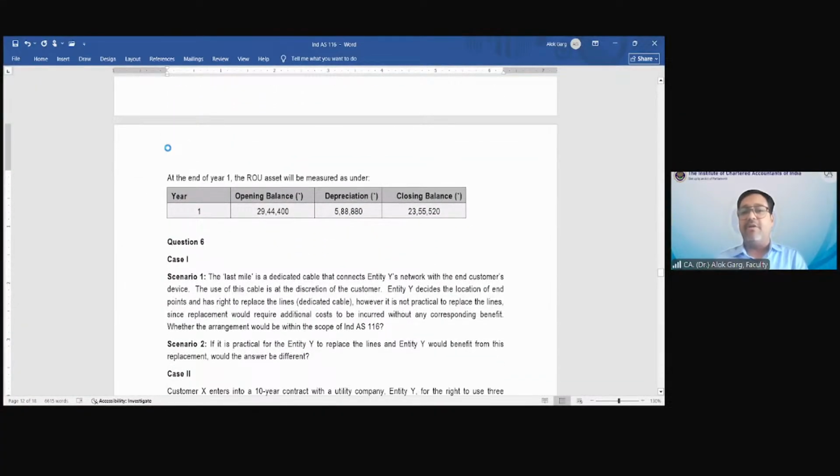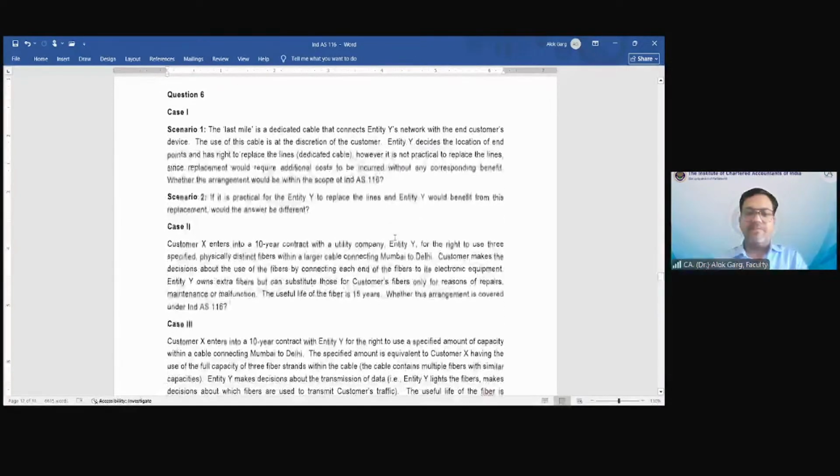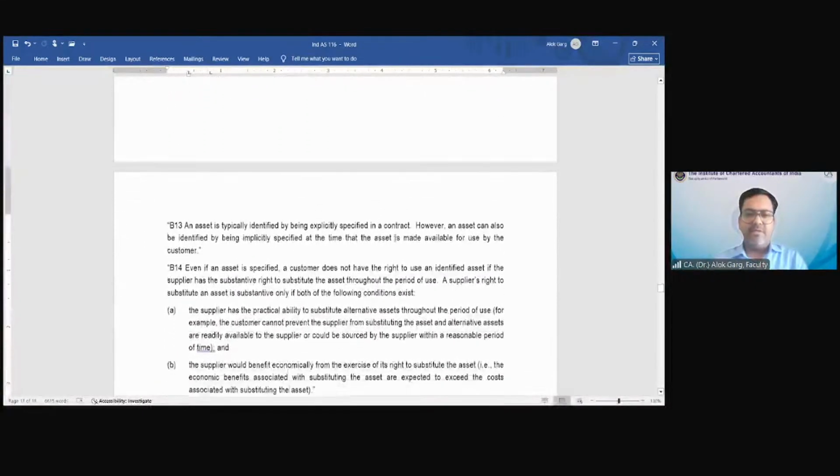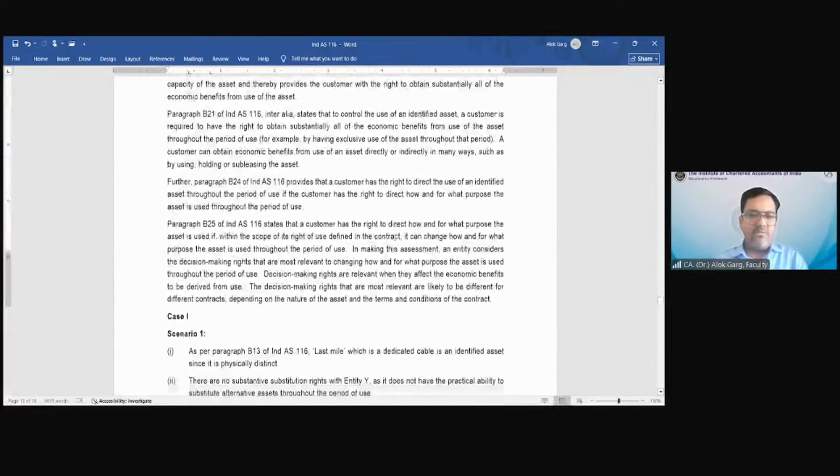What is the balance of ROU? ROU is not going to be restated. ROU is opening minus depreciation, the net block of ROU. Also, ROU is a non-monetary item.